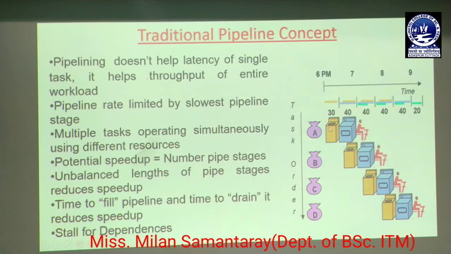If the drying operation of one cloth or one load depends on the washing of another load, then we cannot perform this in a simultaneous way. So we have to wait until this operation is complete so that we can start another operation. So in that situation, the task or the instruction's execution has to be paused until the dependent process is executed.